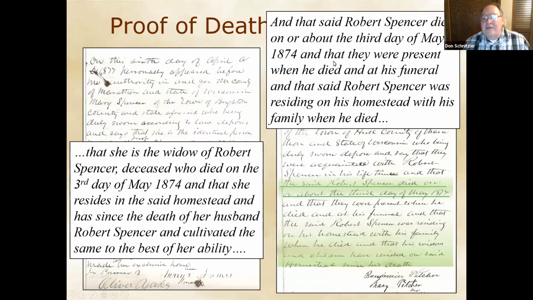And then here you see that it says, and that said Robert Spencer died on or about the 3rd day of May, 1874, and they were present when he died and at his funeral. And that said Robert Spencer was residing on the homestead with his family when he died. So they're going through and they're talking about or verifying the facts that are needed to help prove the claim.